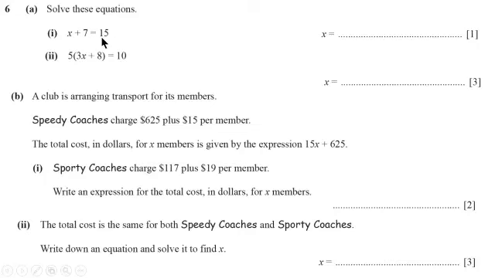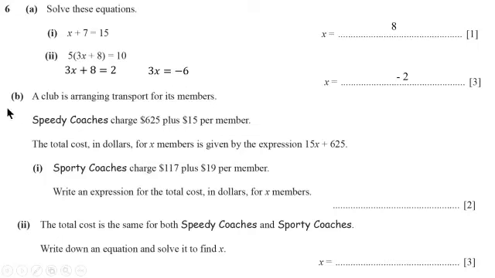Question 6. Solve these equations. x plus 7 equals 15. It's very easy, just 15 minus 7 is 8. Part two: 5 times (3x plus 8) equals 10. It's interesting to divide it first by 5 to get 3x plus 8 equals 2, and then move 8 to the other side. 2 minus 8 is negative 6, and finally divide negative 6 over 3, the answer is negative 2.